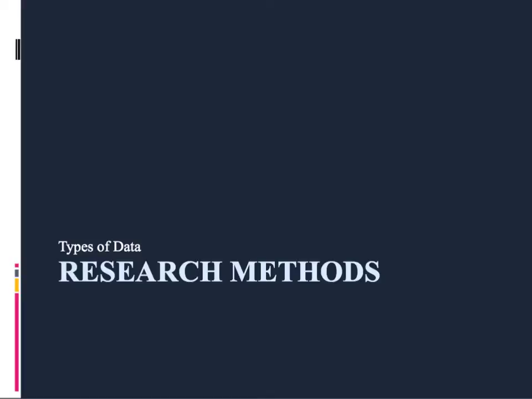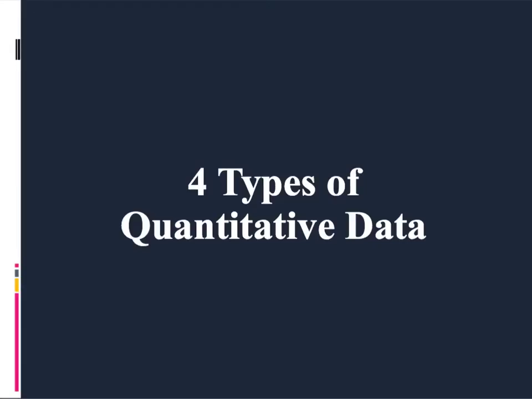Okay, so today's screencast is looking at types of data within research methods. Today we're going to discuss the 4 types of quantitative data. Remember that quantitative stands for numbers, numerical data, and there are 4 different types of numerical data that we can collect. We're going to go through each of those 4 now.